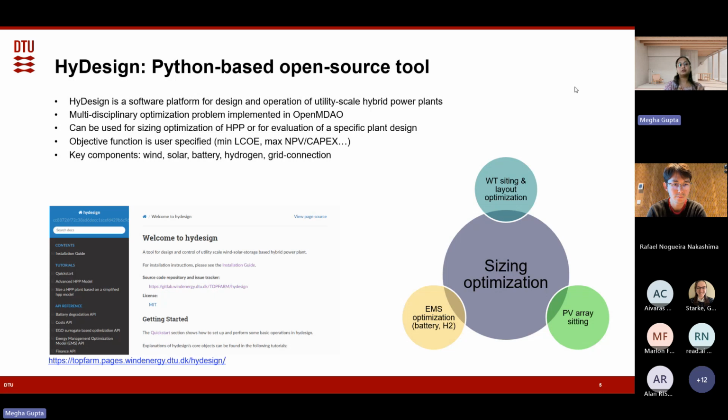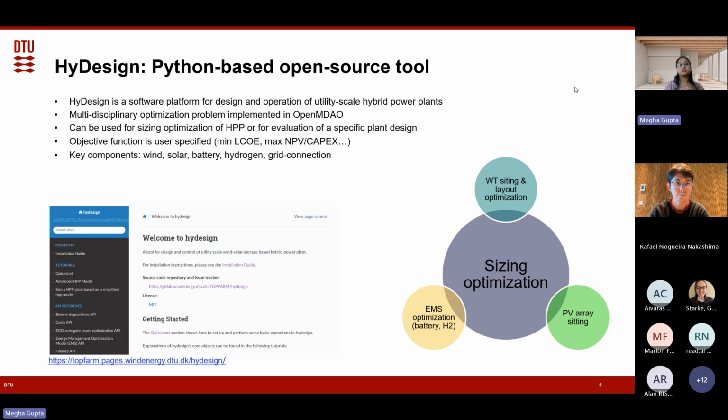Coming to the purpose of the tool, we can do both operations. If we have a hybrid power plant and want to evaluate the design given to us, the capacity of different components, then it can be evaluated: what will be the net present value, what will be the cash flow or revenue over the lifetime of the plant. So that design can be evaluated. Or even if we don't know the design, and we know the location of the plant and the available grid connection capacity, then we can size the whole hybrid power plant, like what combinations of technologies make more sense at that particular location.